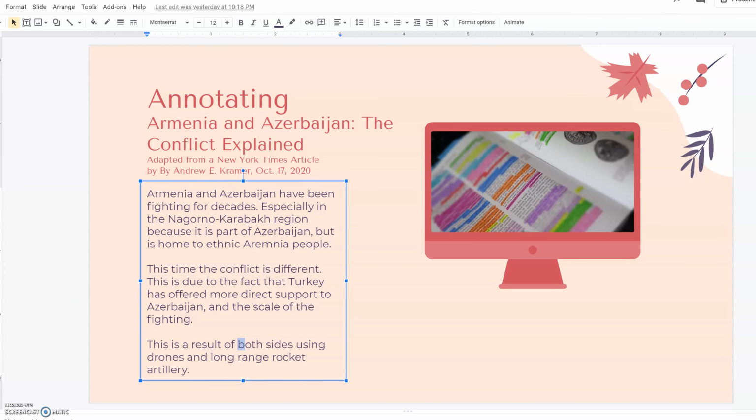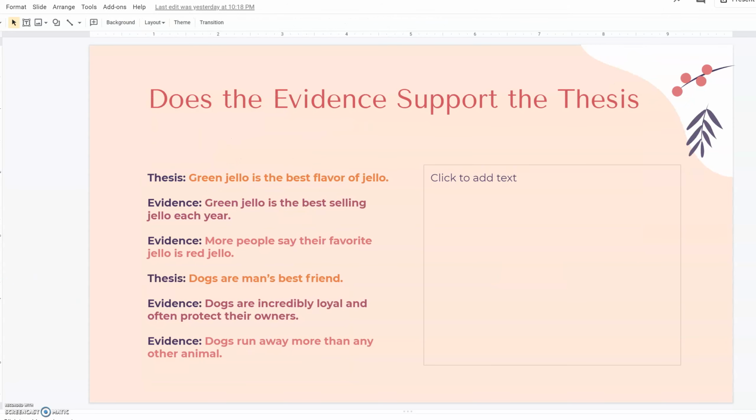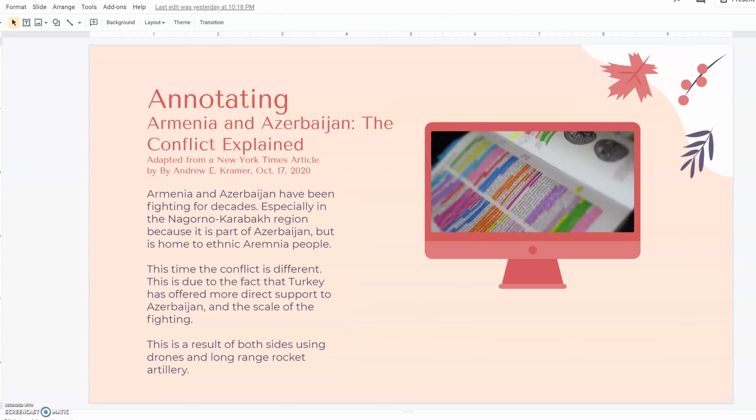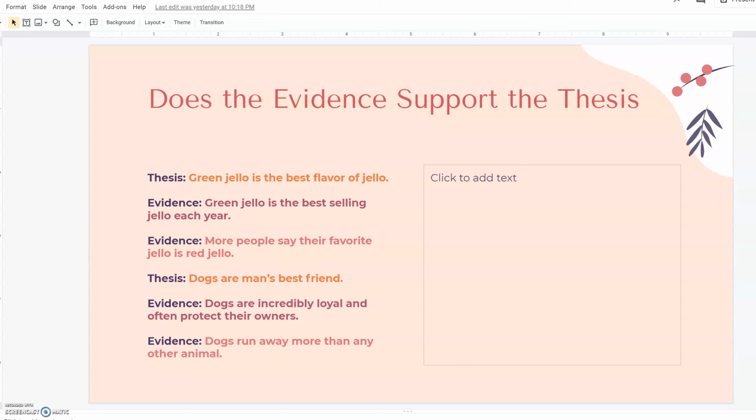Okay, so in here, there's a thesis, and the thesis is that Armenia and Azerbaijan, the fighting is getting worse. That is our thesis statement, right? And we need to find evidence that supports that thesis statement. Does this evidence support this thesis statement? And so to do that, we're going to practice that a little bit, right?